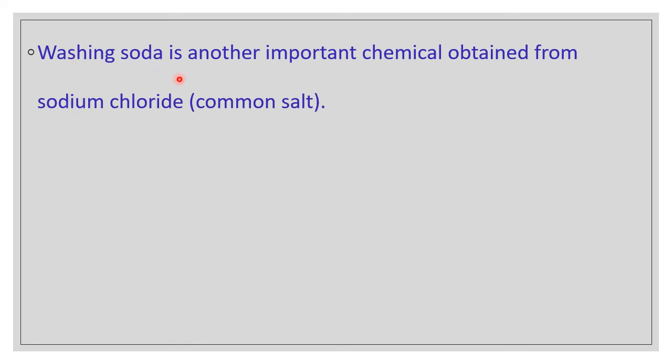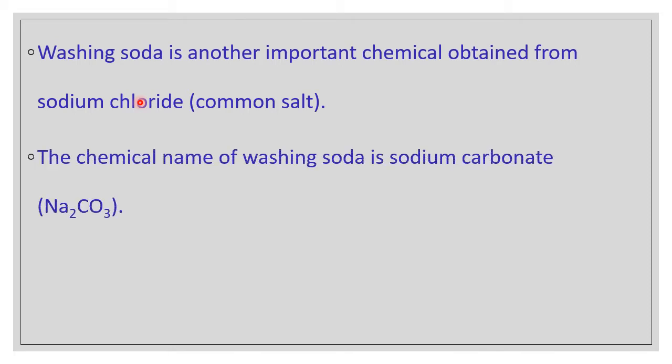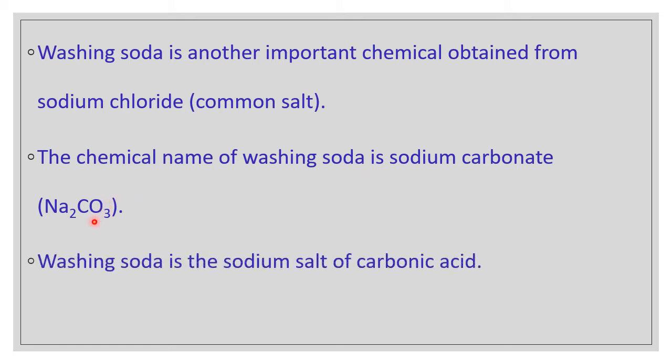Washing soda is another important chemical obtained from sodium chloride. See, many chemicals from sodium chloride. Okay, sodium chloride is very useful. The chemical name of washing soda is sodium carbonate, Na2CO3. Washing soda is the sodium salt of carbonic acid. Means what? Sodium salt of carbonic acid. What is carbonic acid? H2CO3.